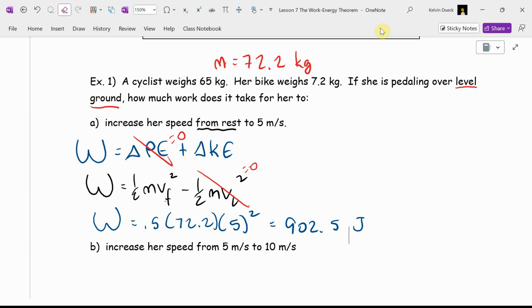But here's what I want you to notice, Matteo. What did she start at from rest? As a number, what's her speed then? From rest, 0. What did she end at? What did she increase by? 5 meters per second. Look at B. How much are we increasing by in part B? See it? From 5 to 10?